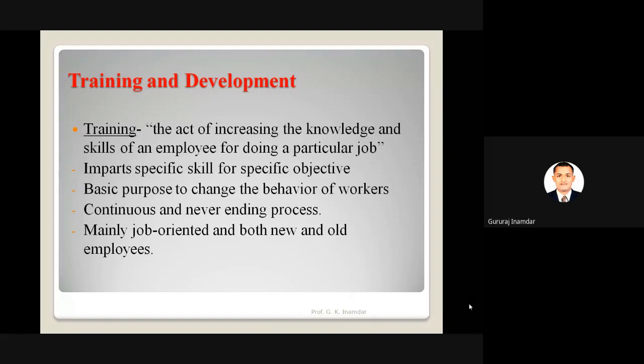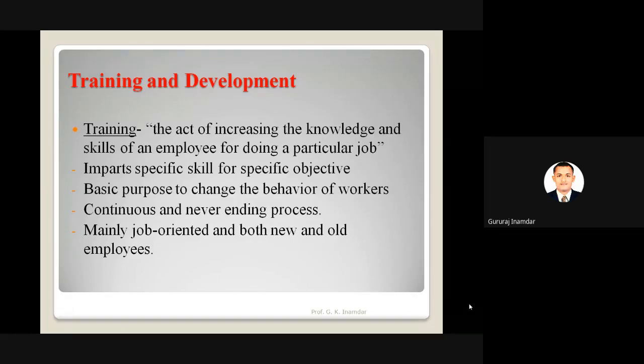Okay, so mainly job oriented and both new and old employees. Now training will not be only for freshers. Suppose any updation is required, suppose we have changed the software of that industry, or we have changed the job, or whatever the product.